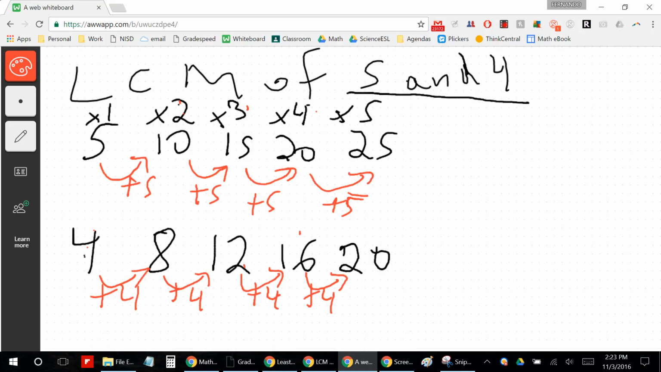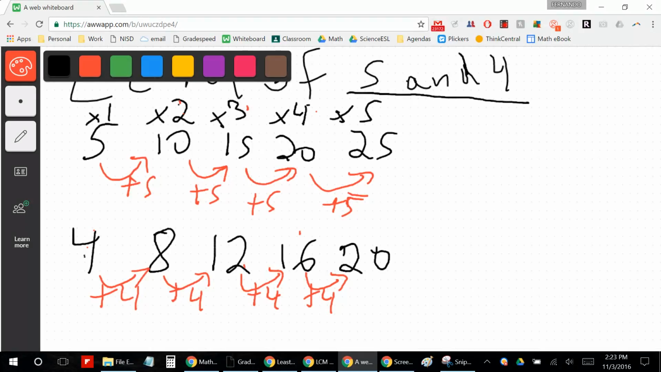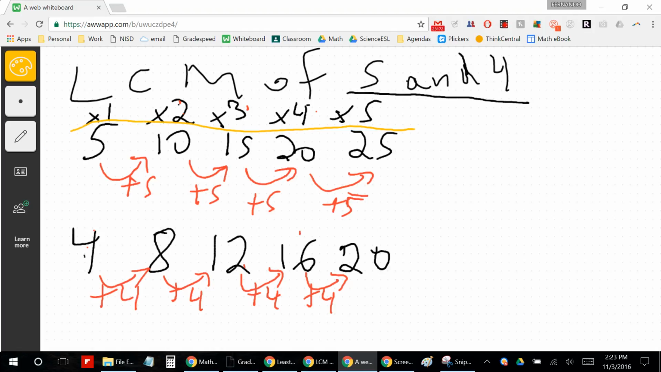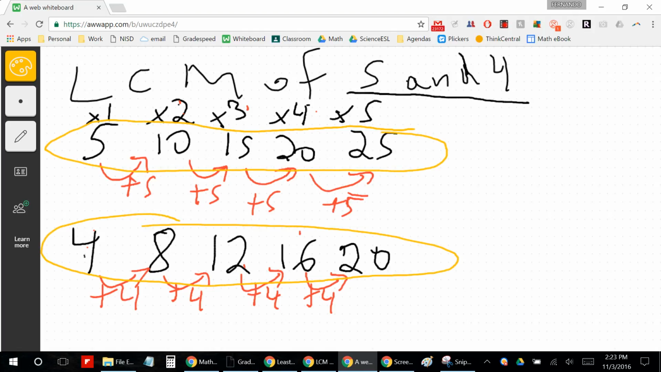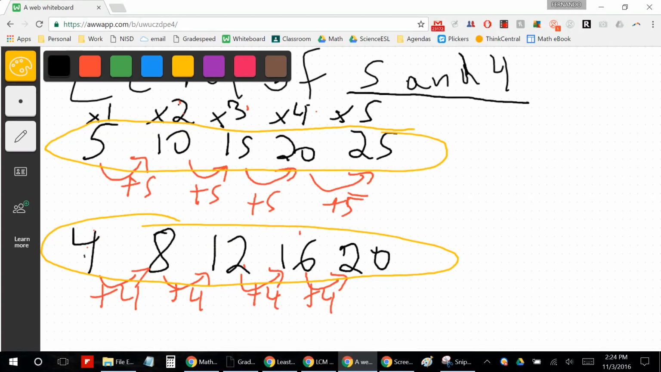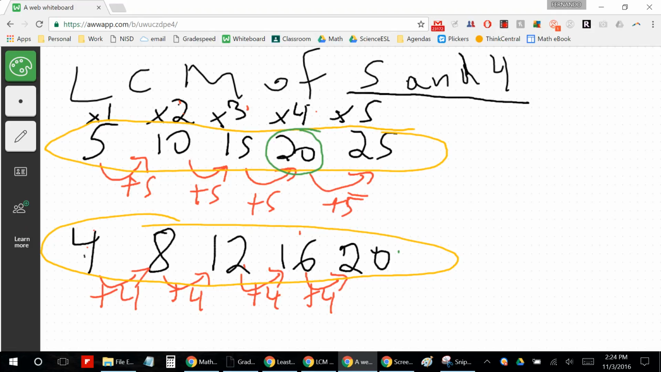Now, from those multiples, these are the multiples of 5 and these are of 4. We need to find which ones they have in common. 4, 8, 12, 16, 20. I have to come all the way to 20 to find the lowest common multiple, because 16 they don't have in common, 15 they don't, 12, 10, 8, 4, 5 they don't have in common. 20 is the smallest.